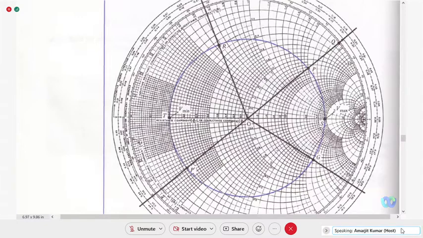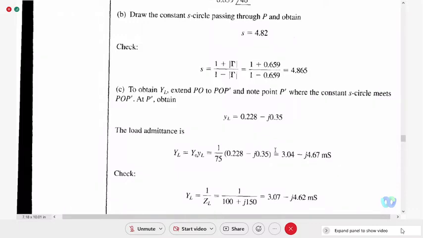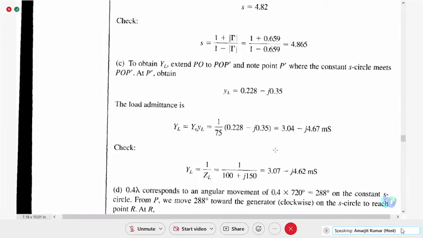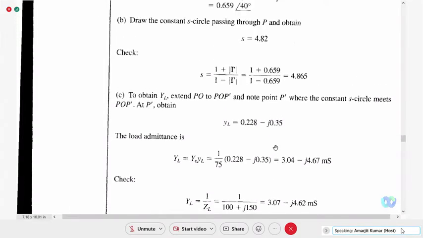Okay, so what is the normalized admittance? Yes, minus 0.34 I had taken. It is minus 0.35, no issue. Minus 0.35 or minus 0.34, both are correct because it will not give you the exact result. It is an approximation. And I had taken 0.22. It is 0.228 or 0.23, no problem.